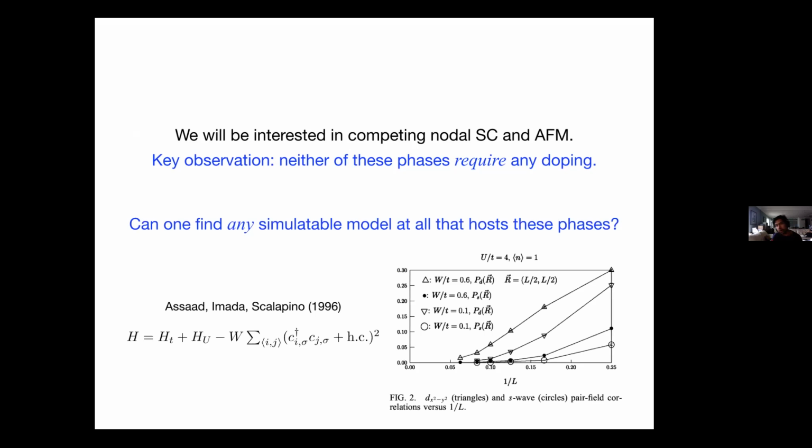So long ago there was a proposal for such a model. This is work by Fakher, Imada and Doug Scalapino, where they write down a Hubbard model and add this term, which is the square of the kinetic energy on each bond, and they found some signature of a D-wave nodal superconductor, but I would say the signal is very small.